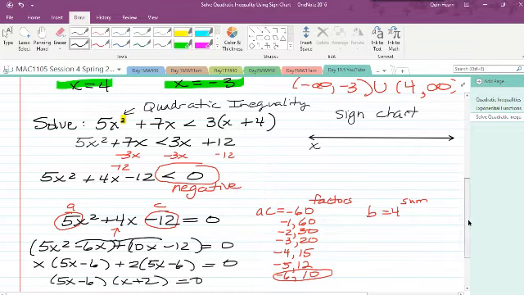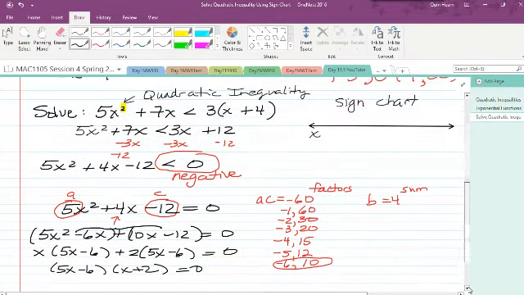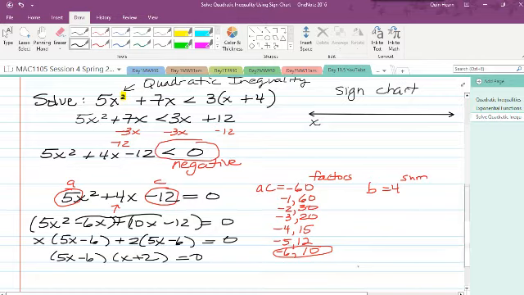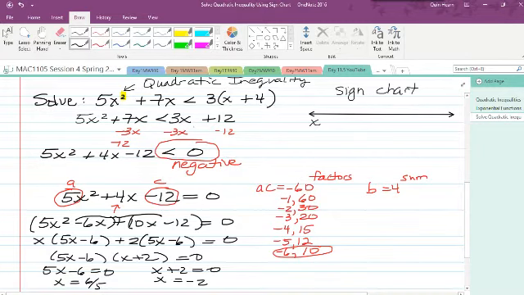All right, so now we have it factored. So we can find where those two factors equal 0. 5x minus 6 equals 0. Places where the expression is equal to 0. All right, if we want to know where it's positive and negative, there are two ways you can think about it.